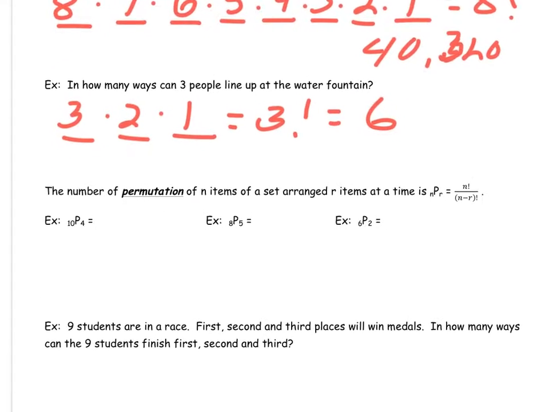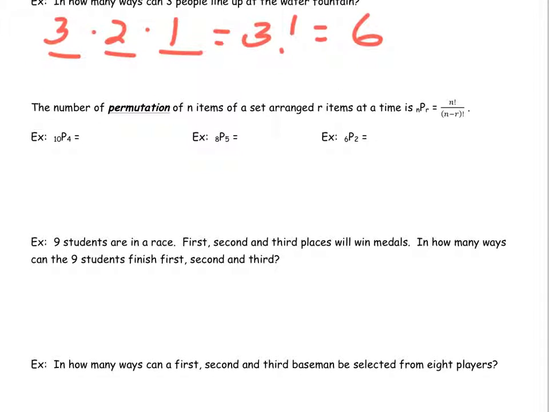We have a formula to help us find permutations. It works well when we have to find the number of ways when we have more things than there are spaces. So the notation is nPr equals n factorial over n minus r factorial. So 10P4 would be 10 factorial over 10 minus 4, or 6 factorial.